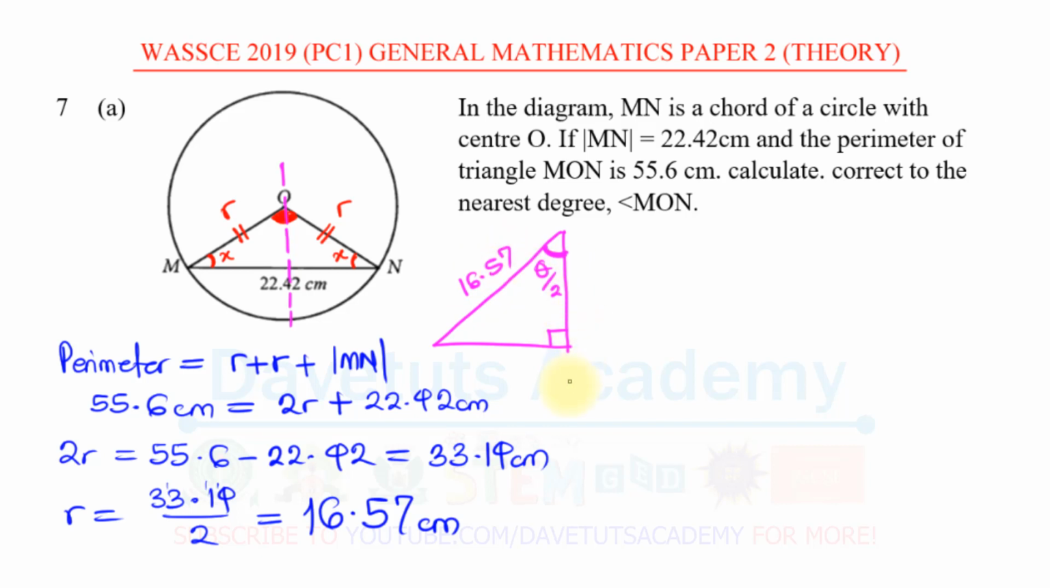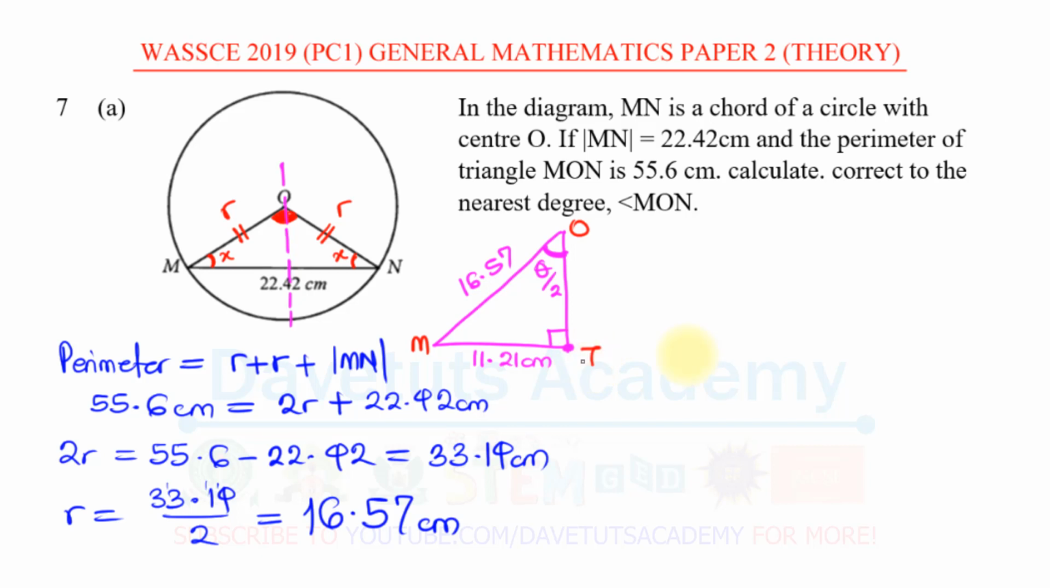The radius, this will be 16.57 that we just got, and half of MN, because we have bisected this line MN by reason of this line that we are drawing. It's a perpendicular bisector to that line. It will now be 22.42 over 2, and that will be 11.21 centimeters. If you have to label it, this is M, this is O, and let me call this T.